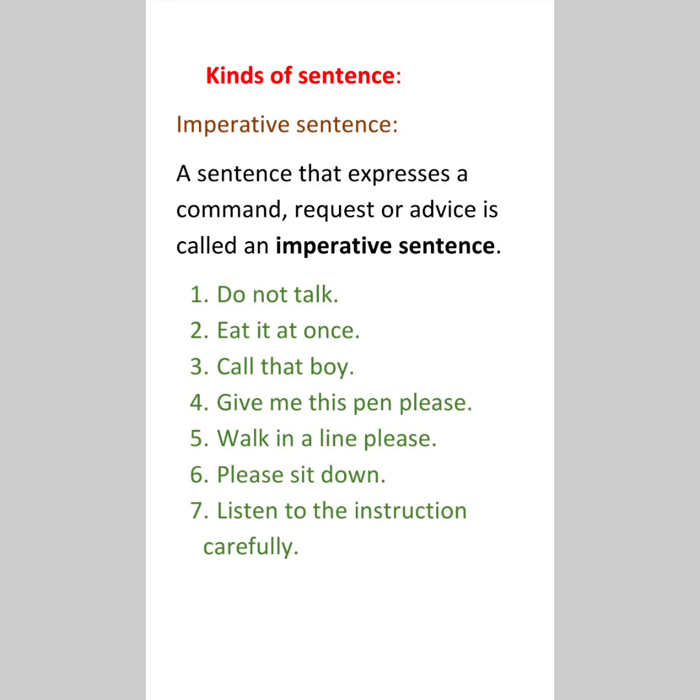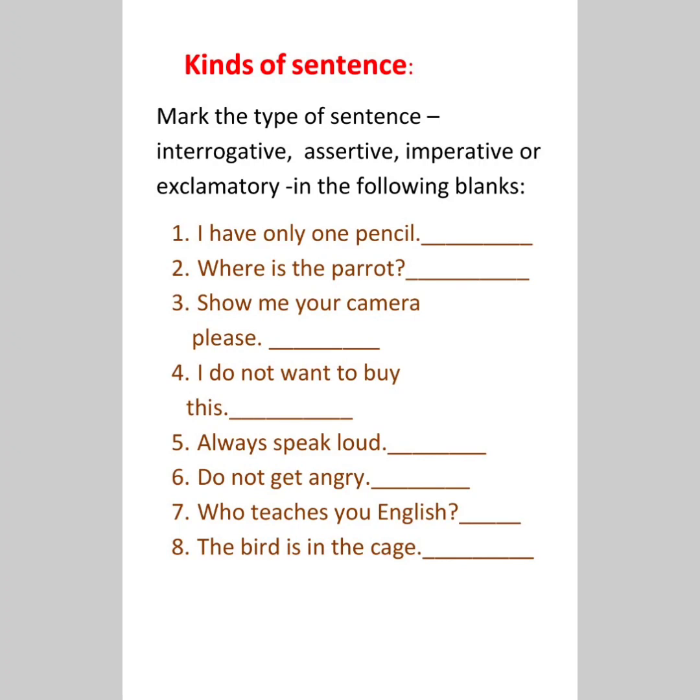Next, I will give some exercise for you. Mark the type of sentence: interrogative, assertive, imperative or exclamatory in the following blanks. First one, I have only one pencil. Where is the parrot? Show me your camera, please. I do not want to buy this. Always speak loud. Do not get angry. Who teaches you English? The bird is in the cage.